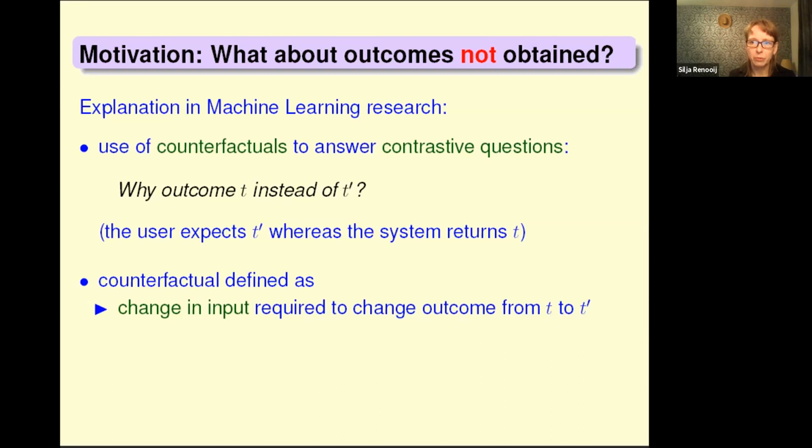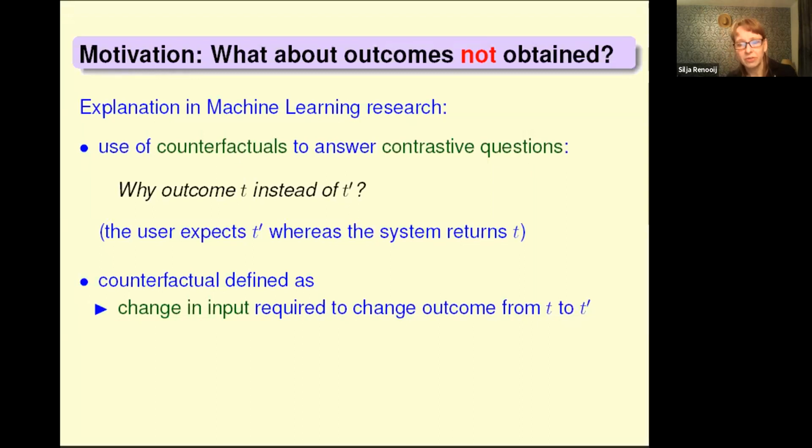So a contrastive question, and this was mentioned already before today, is basically you want to answer the question, okay, I'm getting output T, why am I not getting another output? And in this case, I'm assuming that the user expects some output T prime, where the system returns output T. And I'm also assuming that this is a targeted question. So I'm not asking, why aren't I getting some other output? I'm specifically asking about, why don't I get T prime? Of course, in a binary output variable, that would be the same question, but in general, it's not.